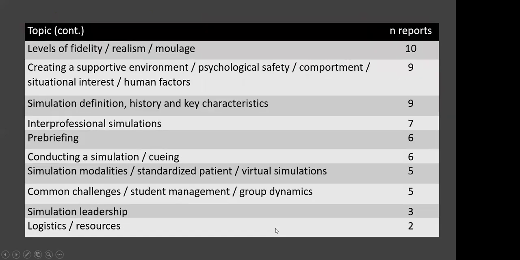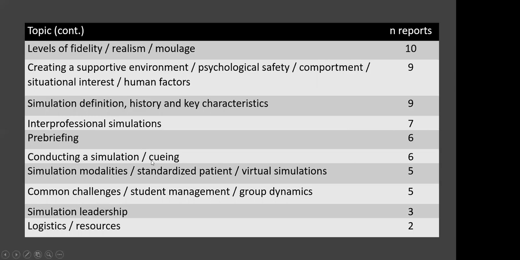And I'm going to continue on another page. Simulation definition, history, key characteristics, interprofessional simulation, pre-briefing. That one I was a little surprised was lower in frequency compared to what we're seeing in the literature now. So maybe it hasn't caught up with what we train educators on.